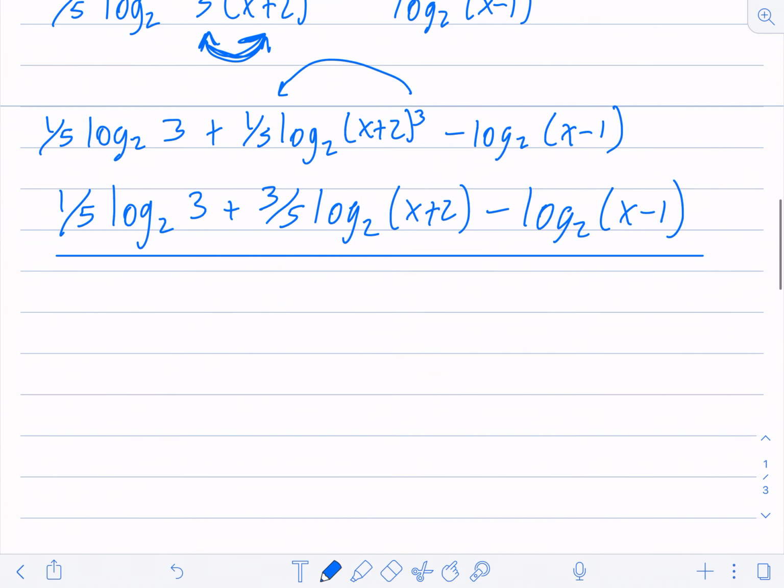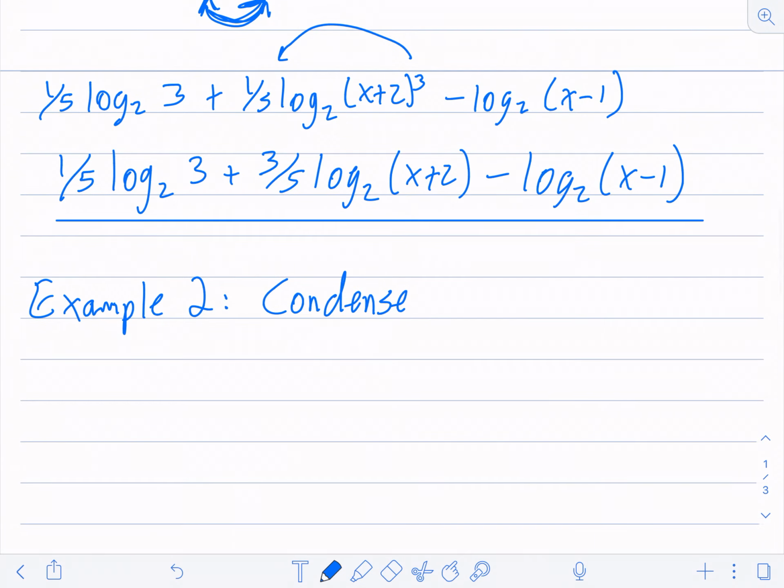All right, let's try another one. What about if I work in reverse? Let's look at example number 2. And this is going to be a condense. I want to condense the following. So let's look at this expression. What if I have 3 log base 4 of x minus 5 log base 4 of y plus 2 log base 4 of z.